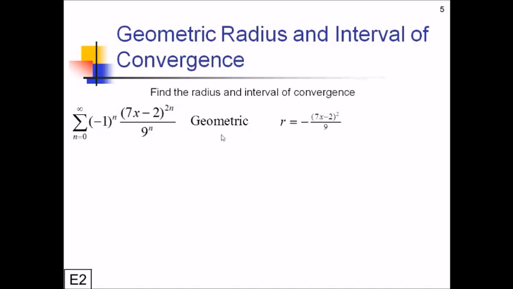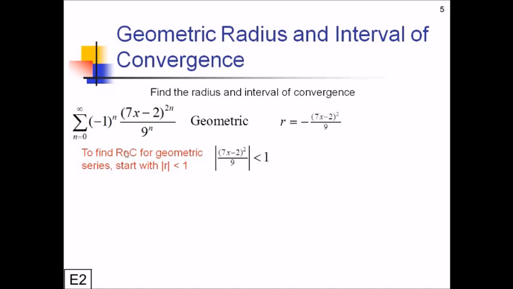So to find the radius of convergence, we're going to start by setting up a situation where a geometric series would actually converge, namely where the common ratio absolute value is less than 1. So that'll be our starting point. We'll start by setting our common ratio absolute value less than 1. Now, when I do this, I don't really need this negative here because it's inside absolute value anyway. So I'll just say absolute value 7x minus 2 squared over 9 is less than 1.